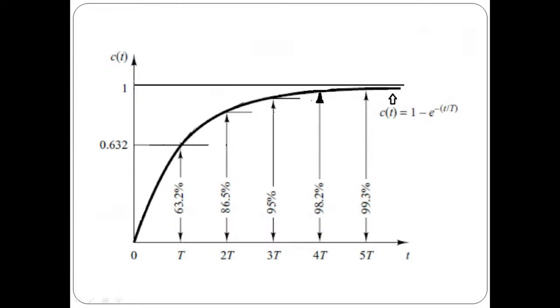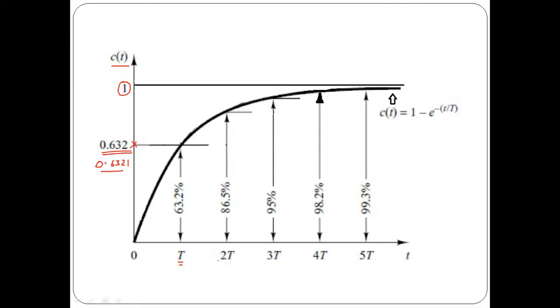Now, this is the variation of output with respect to time. And here at one time constant, the response reaches 63.2% of its final value. Final value is 1. So what will be 63.2% of 1? 0.6321.